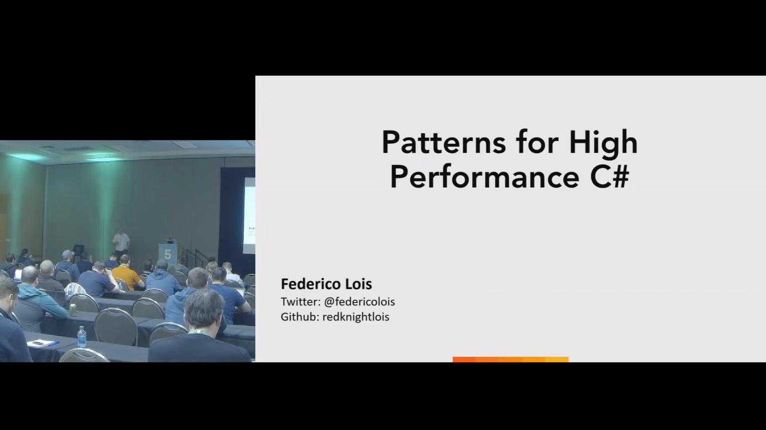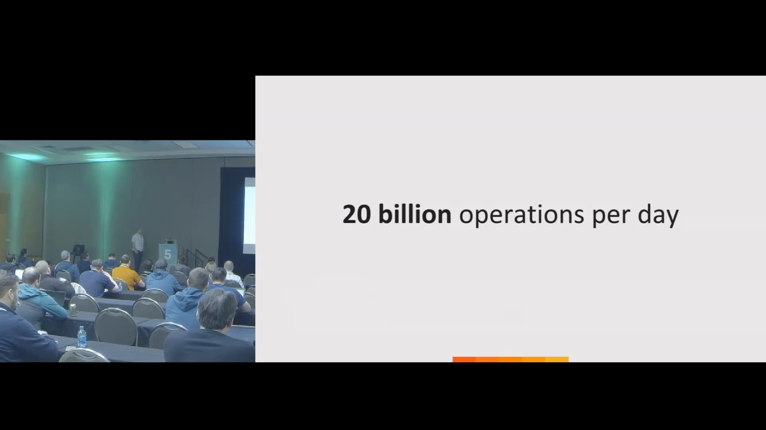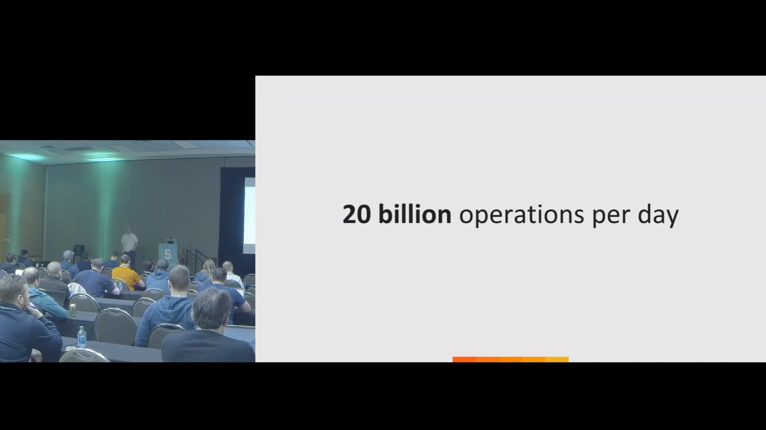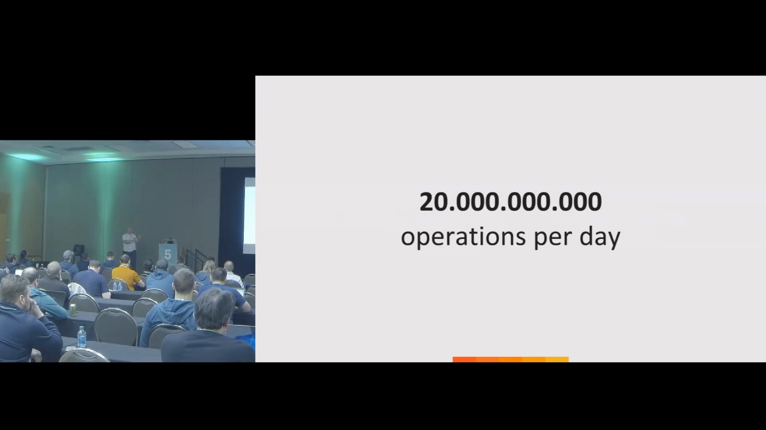Today, what we're going to talk about is how you deal with the cases when you actually need to go for high performance. Because let's face it, most of the time we just don't care. As long as it works, as long as it's in budget, we're fine. So let's say that on Monday your boss comes and says, hey, we have this new client, and we actually have to be able to deal with 20 billion operations per day. I'm going to wait a little bit so you actually sync on that number.